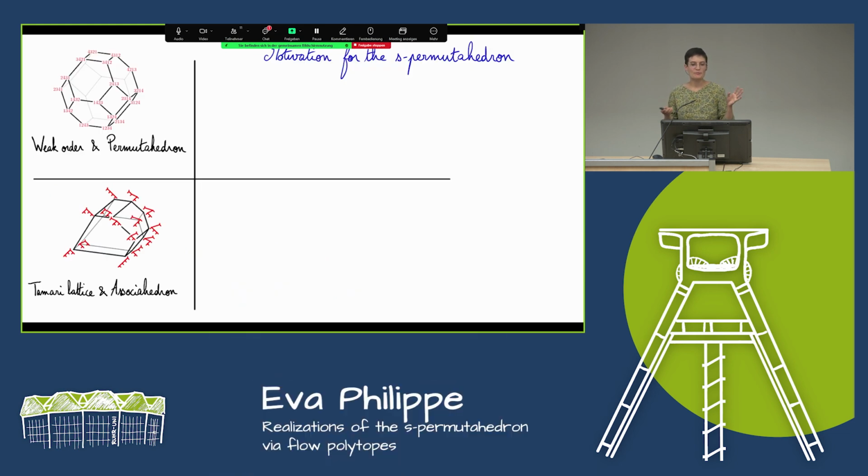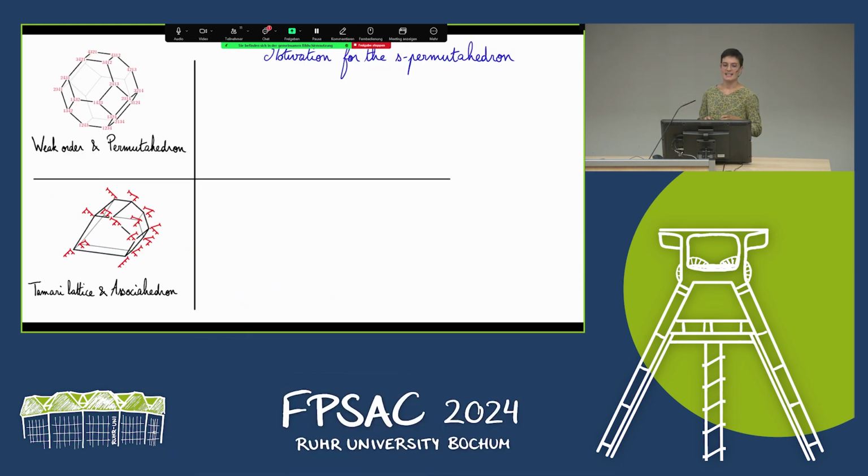To explain a bit the story behind this s-permutahedron, I start with the usual weak order on permutations. This is a poset structure on the set of permutations of a given size n that has many nice properties. It is a lattice in particular, and also its Hasse diagram can be realized as the edge graph of a polytope, the permutahedron.